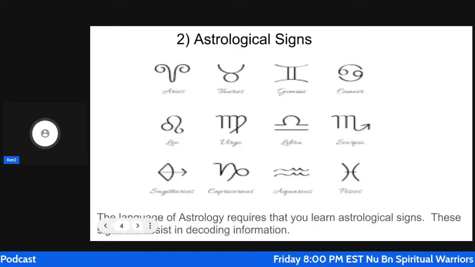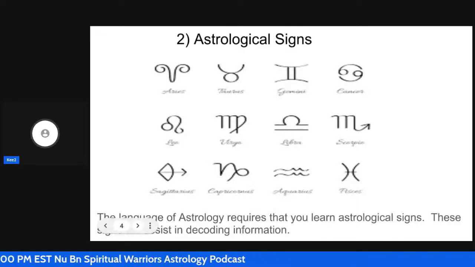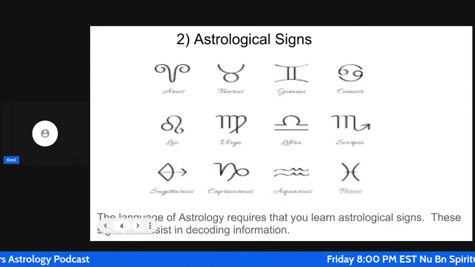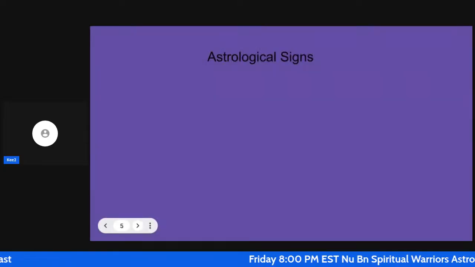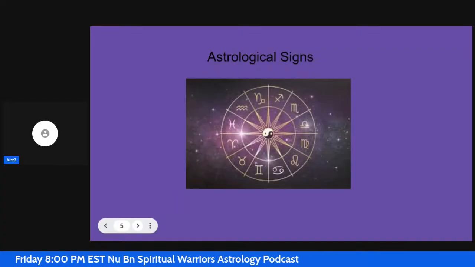The language of astrology also requires that you learn astrological signs. These signs will also assist in decoding information. Once you've learned the signs and the symbols, you'll be able to place them on an astrological chart.